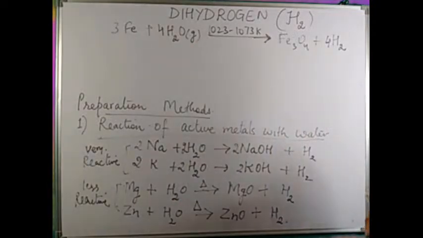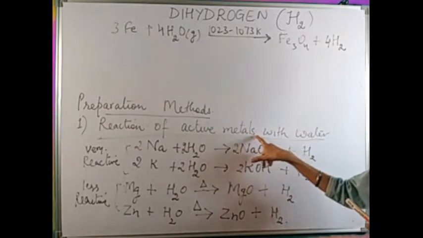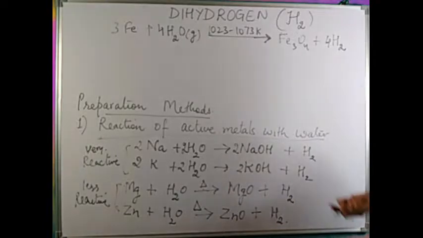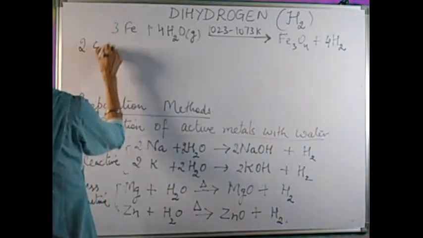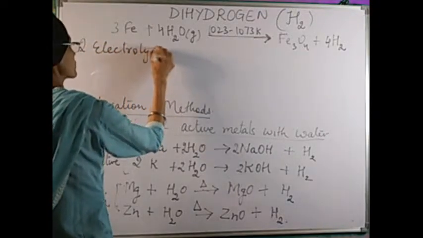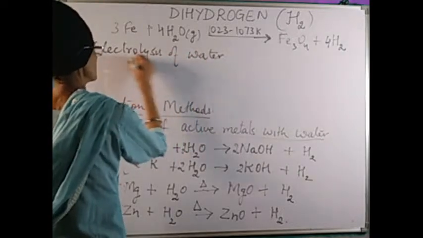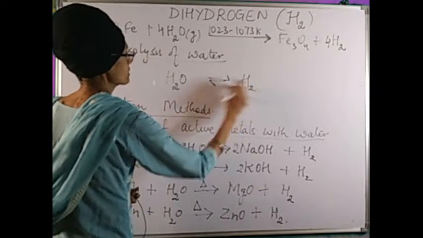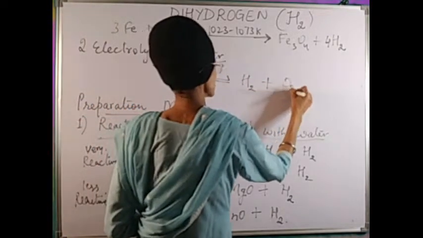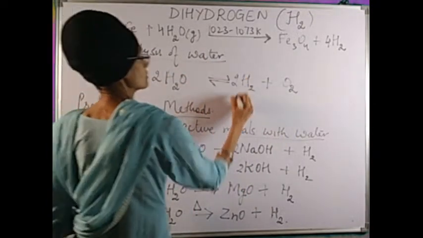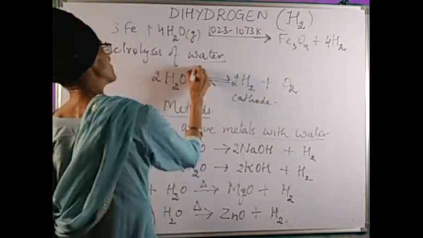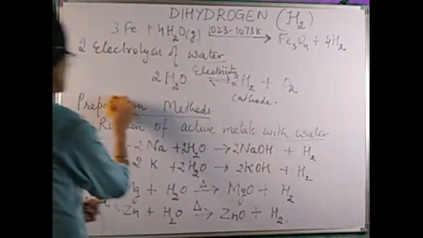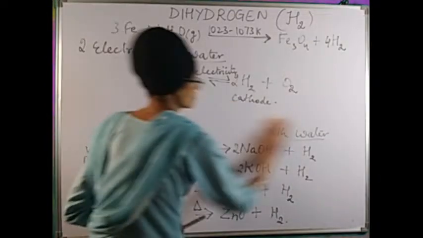Now the next method of preparation. This was the first method, that is the reaction of metals with water: very reactive, middle reactivity, then less reactive metals. The second method we are discussing is electrolysis of water. It is a very common method, we know it. When electrolysis of water is carried out, hydrogen is produced at the cathode, and at the anode oxygen gas is obtained. How the reaction takes place at cathode and anode, we will discuss separately.